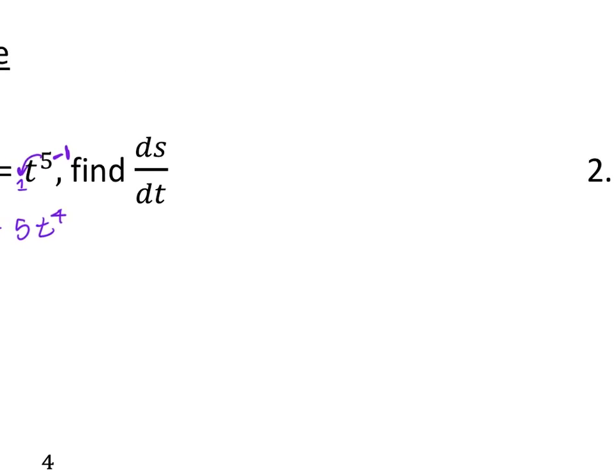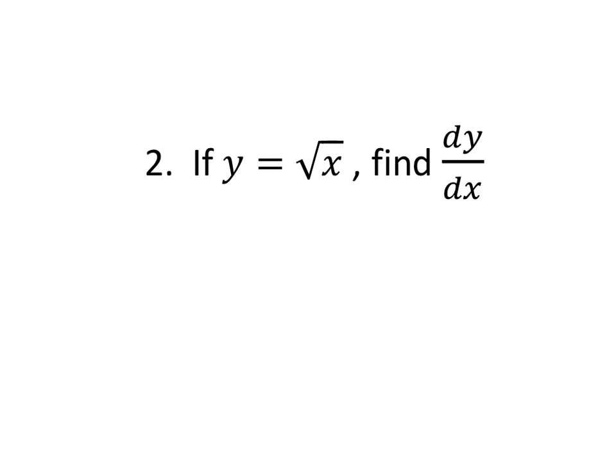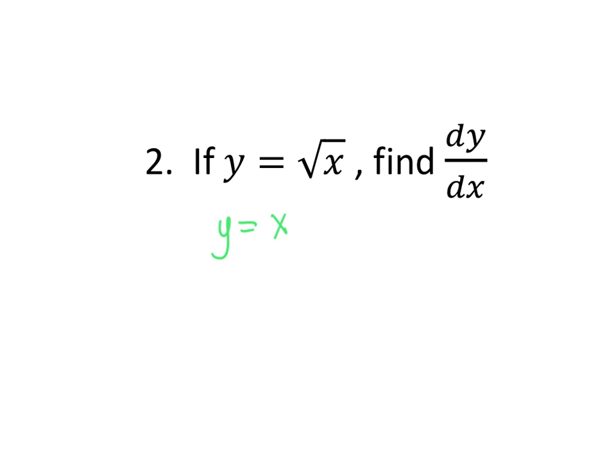For problem number 2, what we have to do is get rid of the radical and turn around and write it as an exponent or a power. So if you recall, the radical has a 2 and the variable has a 1, so that converts to the fraction 1 over 2.